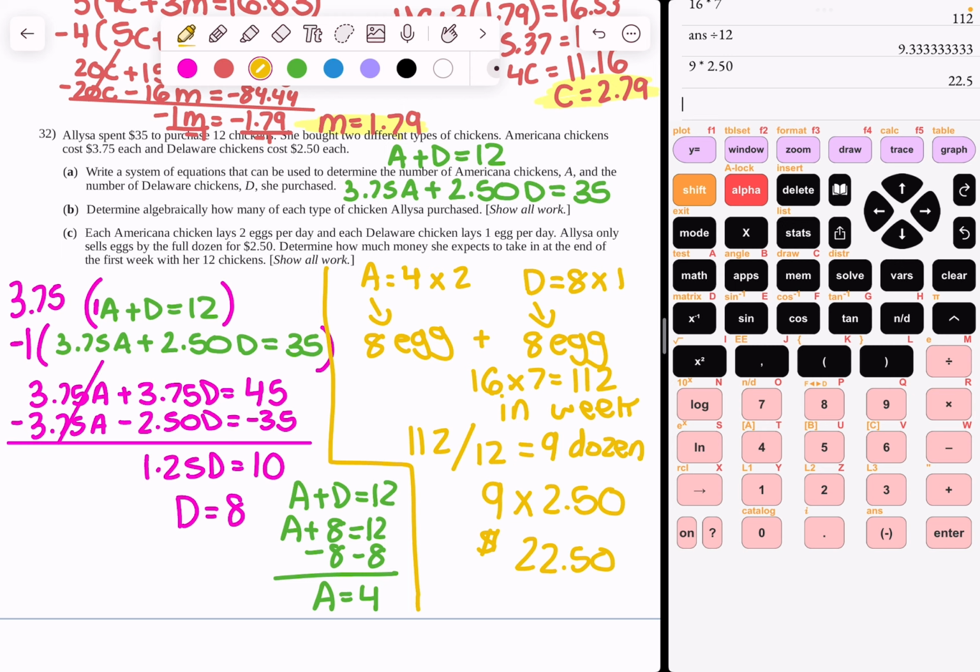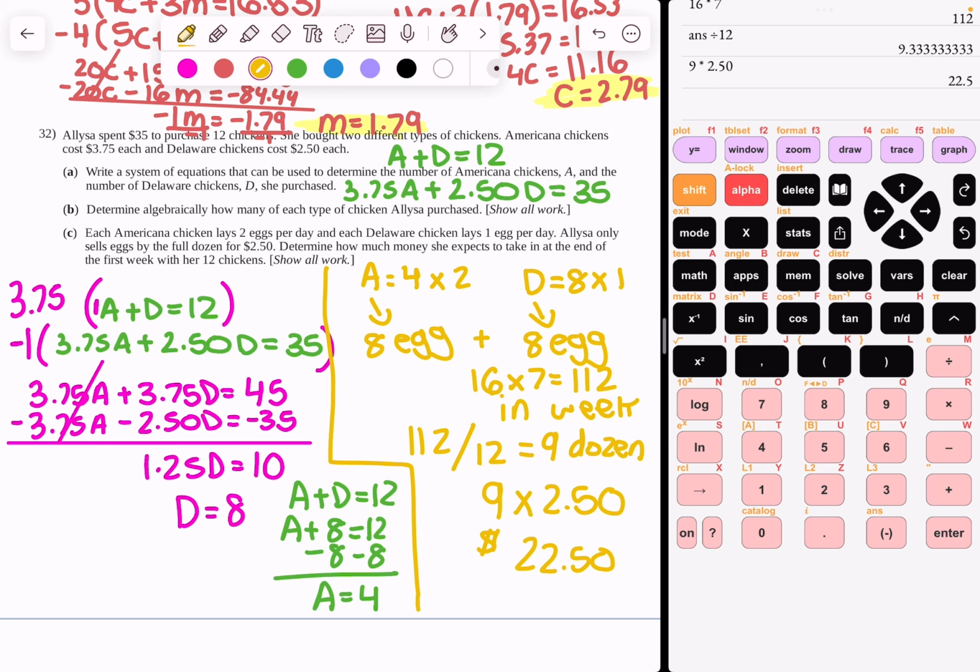All right, let me go over this one more time. The American chickens lay 2 eggs a day. She had 4 American chickens, so 4 times 2 means they would lay 8 eggs a day. Then there's 8 Delaware chickens. They lay 1 egg a day, so 8 times 1 means they would lay 8 eggs a day. So in total, she would end up getting 16 eggs in a day.